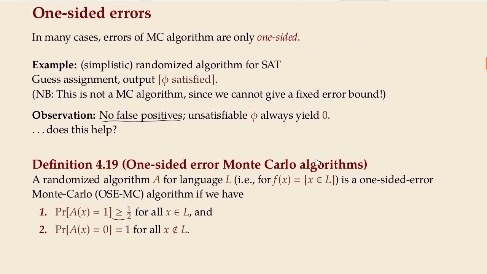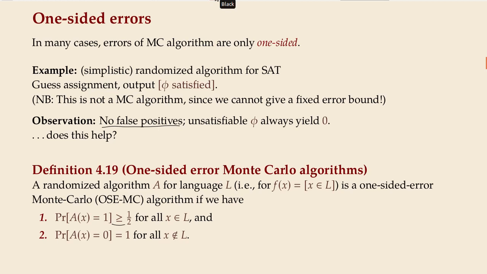That motivates this second definition of Monte Carlo methods. A one-sided error Monte Carlo algorithm for a language, so this only makes sense for decision problems where you have only two possible outcomes. A one-sided error Monte Carlo method for a language L is an algorithm that accepts words in the language with probability at least 1/2 and always rejects words that are not in the language. An equivalent way to say that is: if the algorithm returns 1, then this must always be correct. Whereas the answer, this is not in the language, that might be wrong.